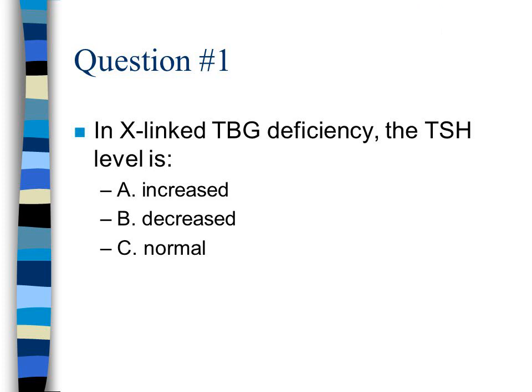Question number 1. In X-linked TBG deficiency, the TSH level is A. Increased, B. Decreased, C. Normal.